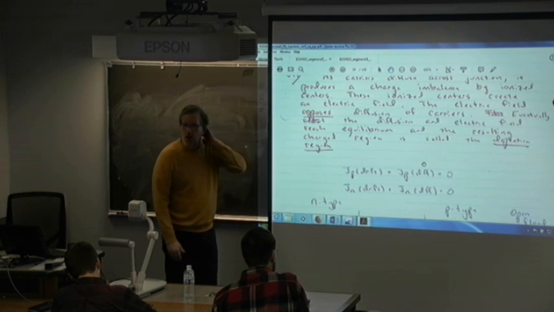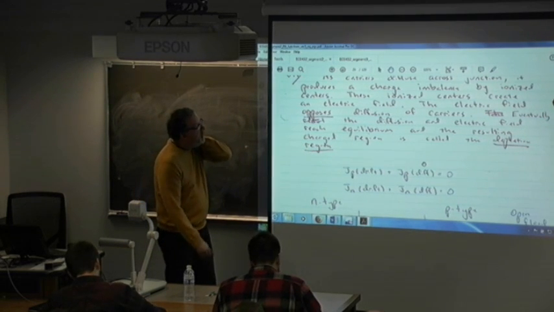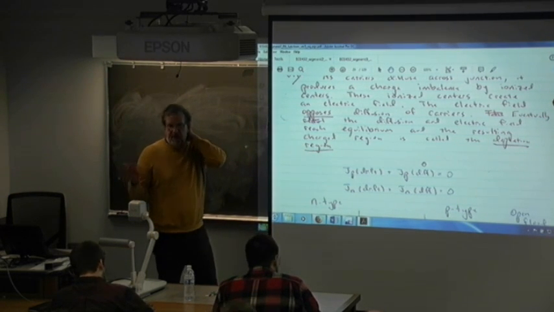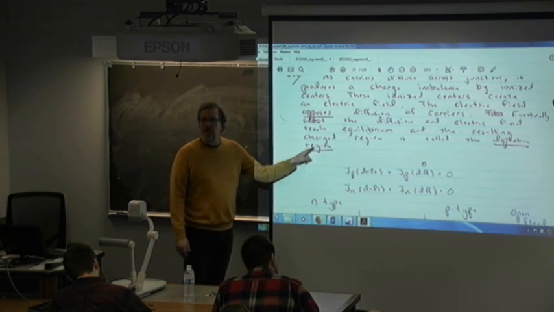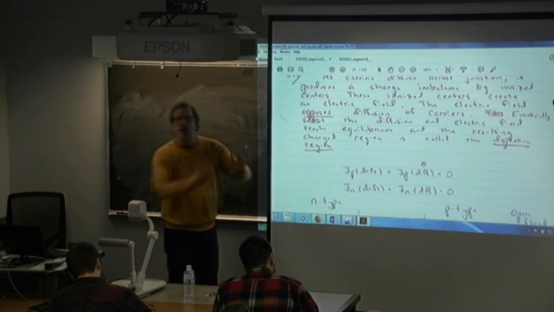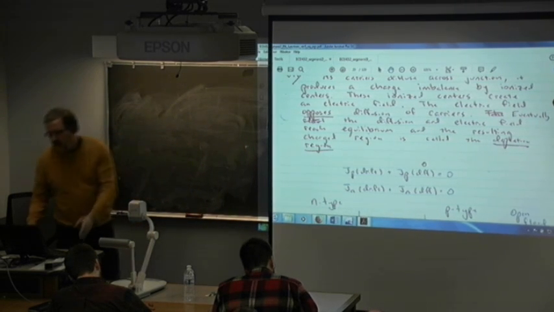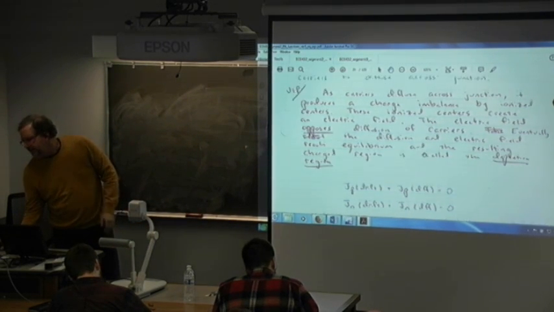It's kind of apropos because we just passed Veterans Day, which is in Europe Armistice Day from the ending of World War I. And so this is a depletion region, so this is like no man's land between the two fronts.